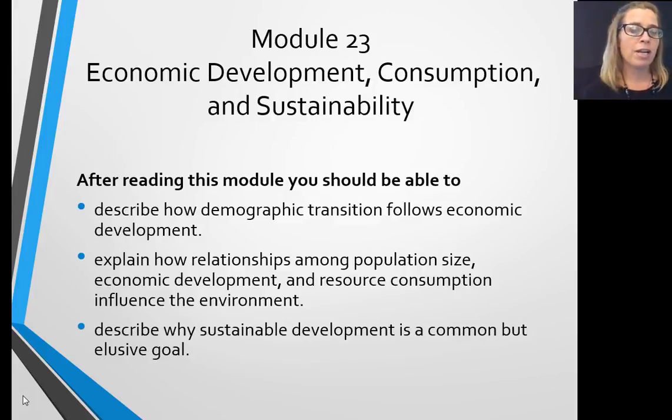The first thing I need to talk to you about, however, is demographic transitions and economic development and what that means for future generations. We're also going to talk about resource consumption by different types of populations and cultures, and then we'll talk about sustainable development and why that is the goal.